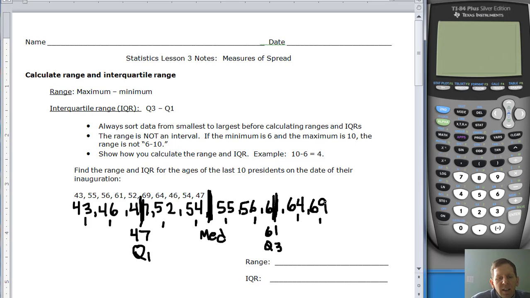The range should be easy to calculate. It's what you get when you take the maximum value minus the minimum. So that would be 69 minus 43. Again, we're showing the work, and that means our range is 26. That's how far apart the minimum and maximum values are.